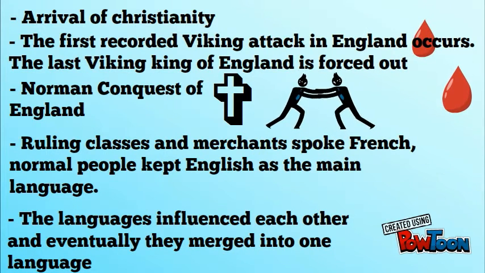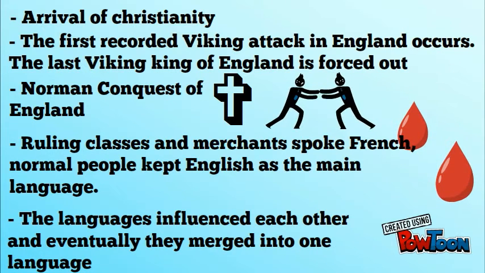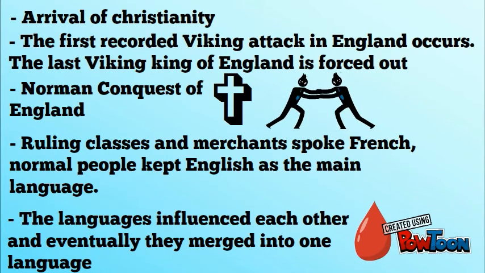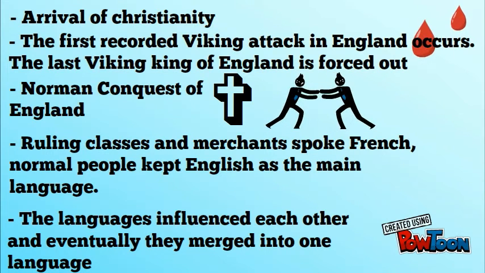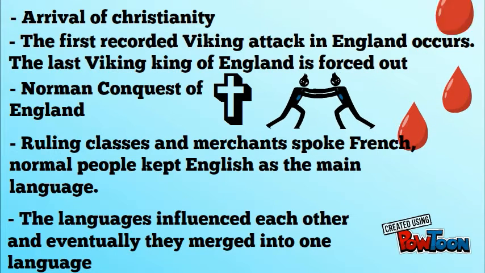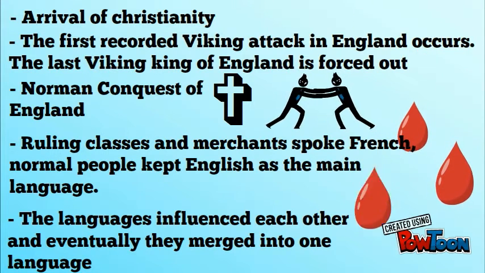Later on, after the Vikings were driven out of England in 954 AD, the Norman conquest of England occurred. In 1066 AD, the Normans conquered parts of England and defeated the English army, and so William the Conqueror, who was the leader of the Normans, became the new king.